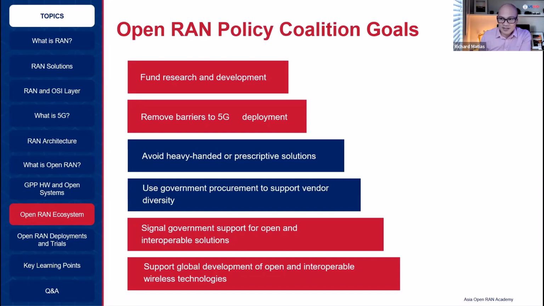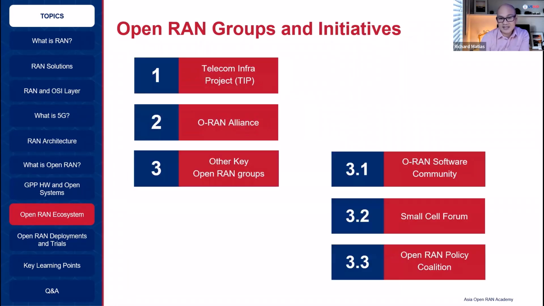So meron silang function na nakikipag-usap sa mga government agencies, sa mga policy creations para ma-implement natin yung adoption ng Open RAN. And support global development of open and interoperable wireless technologies. Ayan, so ito yung mga players natin: Telecom Infra Project, ORAN Alliance, ORAN Software Community, Small Cell Forum, and DC Open RAN Policy Coalition.